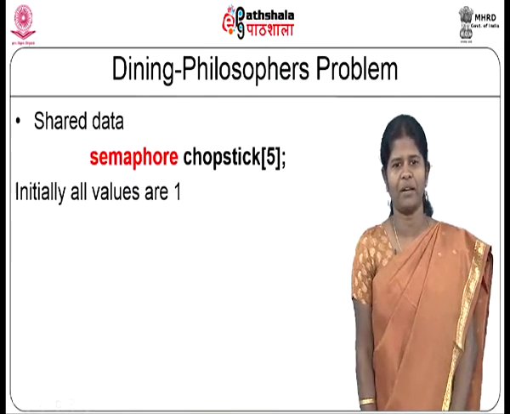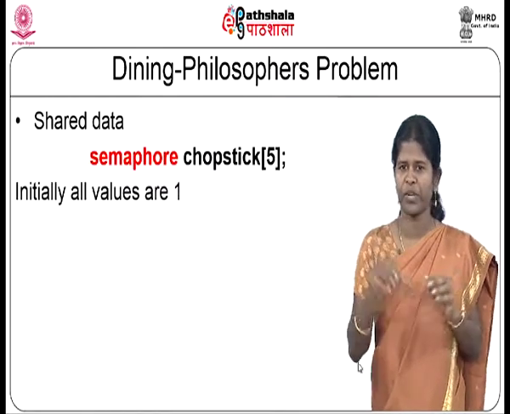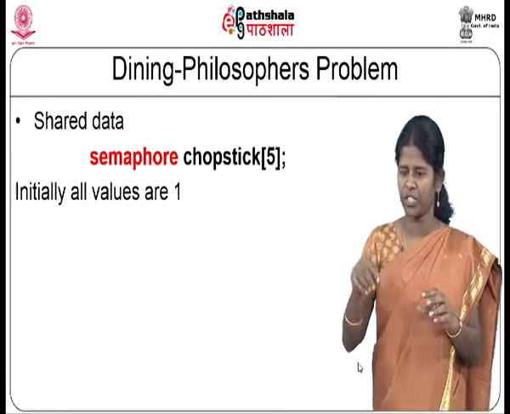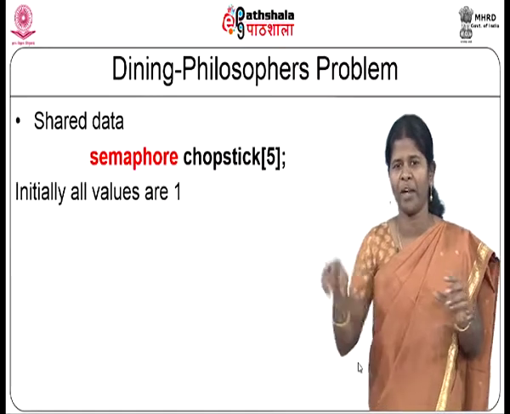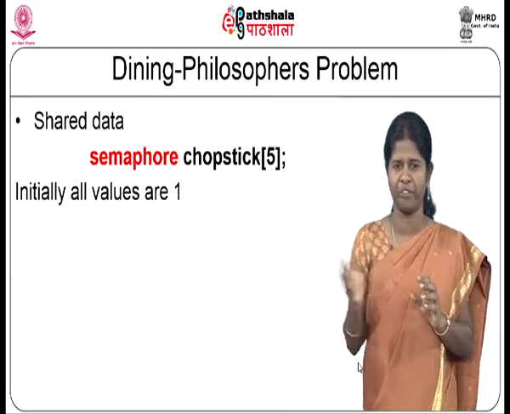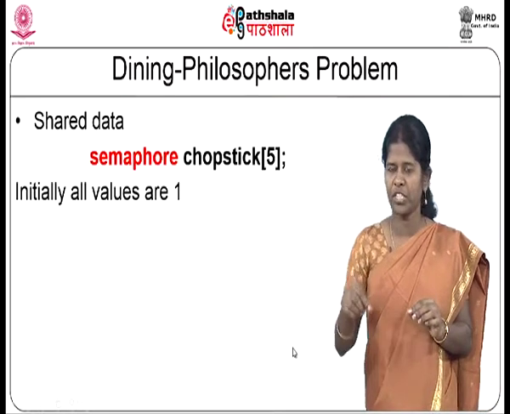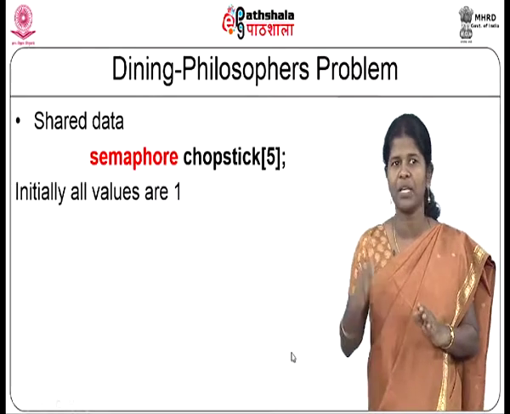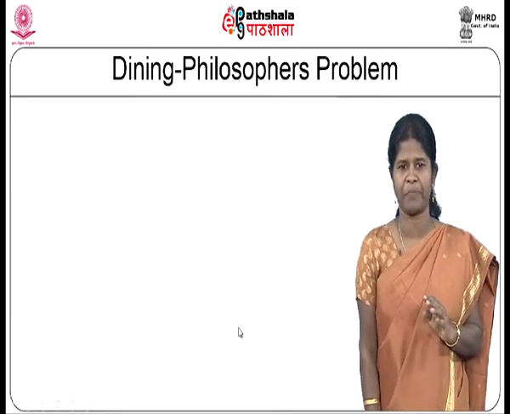What is done? Each chopstick is associated with a semaphore. If there are 5 chopsticks, there is a semaphore for each of them, so each chopstick has a semaphore guarding it. You define an array of semaphores called chopstick[i], and initially all the values are 1. Why are all the values 1? Because a chopstick can be used by only one philosopher at a particular time, or that is a resource which can be used by one process at a particular time.